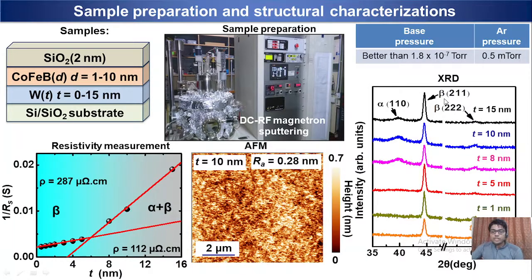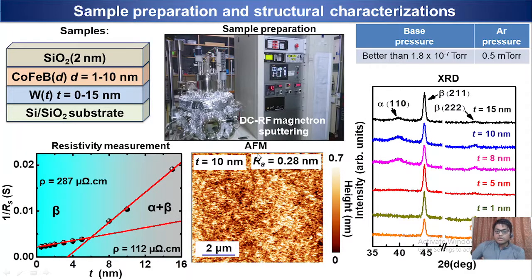The X-ray diffraction technique is used to detect the crystal phase of tungsten, from which we have found that below 8 nanometers our tungsten is mainly in the beta phase due to the appearance of a highly intense 211 peak, and above 5 nanometers a small amount of alpha peak appears. This is the 110 alpha peak. That's why above 5 nanometers we call it a mixed phase, alpha plus beta mixed phase.